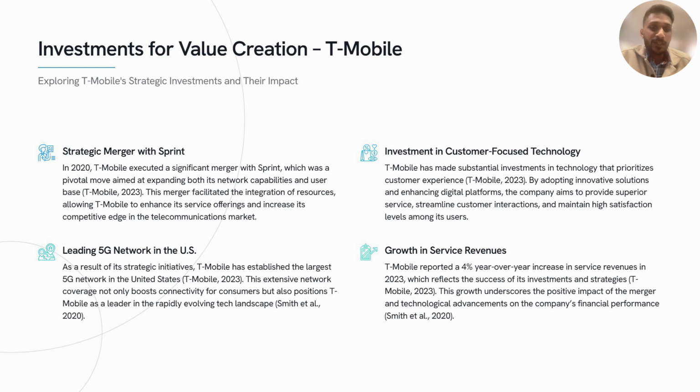And growth in service revenues. T-Mobile reported a 4% year-over-year increase in service revenues in 2023, which reflects the success of its investments and strategies. This growth underscores the positive impact of the merger and technological advancements on the company's financial performance.